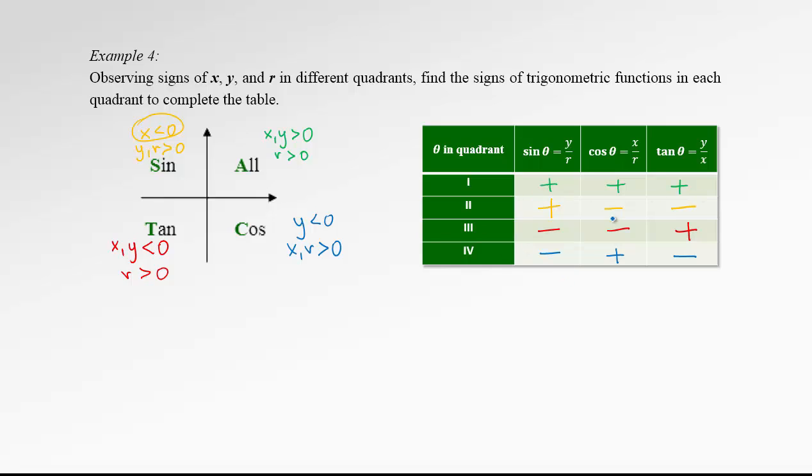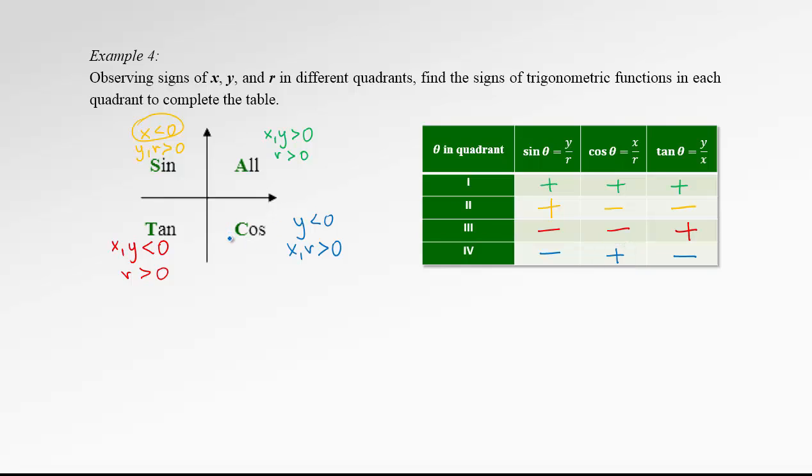Observe the following. In the first quadrant, all functions are positive. So let's write "all". In the second quadrant, only sine is positive. The other two functions are negative. So here we will write sine. In the third quadrant, only tangent is positive. So we write tangent. The other two functions are negative. And in the fourth quadrant, only cosine is positive. The other two functions are negative.